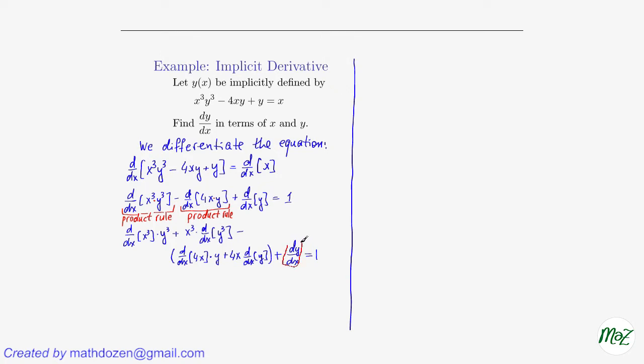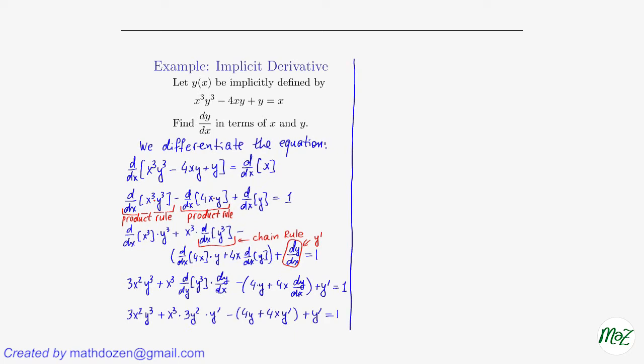Now this dy over dx is going to be replaced with y prime, and the derivative with respect to x of y cubed is going to be done by chain rule. So we arrive at 3x squared y cubed plus x cubed, derivative with respect to y of y cubed times dy over dx, minus 4y plus 4x times dy over dx plus y prime equals 1. And then both of those dy over dx will be replaced with y prime.